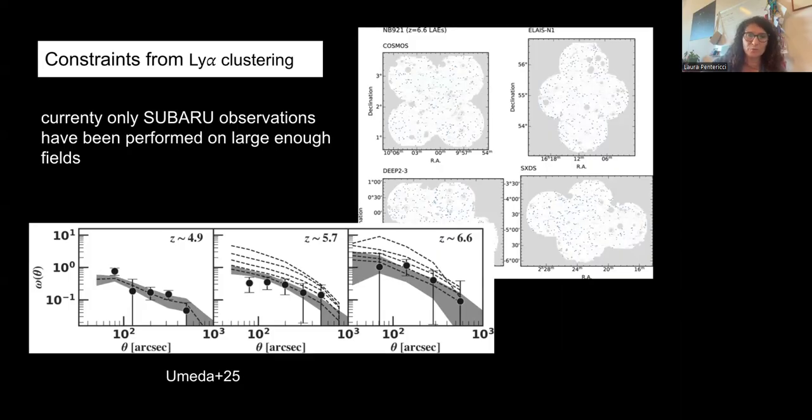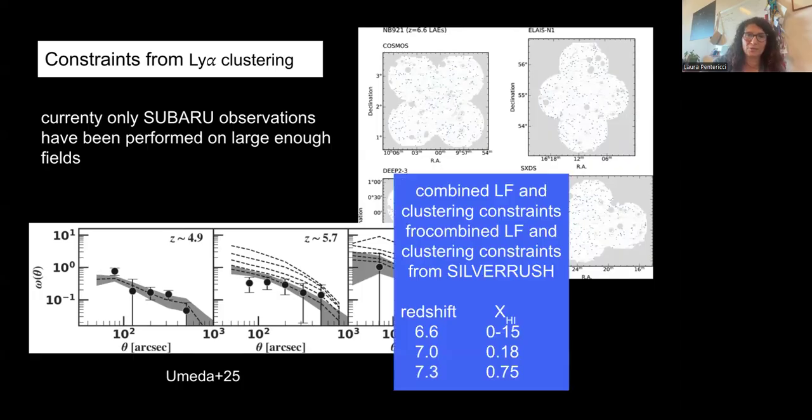of Lyman alpha emission. And here are some results from Ouchi 25, and they could derive quite accurately the clustering of Lyman alpha emitters, but just up to redshift 6.6. So these surveys really still have not gone to the highest redshift. For example, at redshift above 7, we don't have surveys that can probe the clustering. What these people have done is combine a luminosity function and clustering constraint, and they have derived the neutral hydrogen fraction at redshift 6.6, 7, and 7.3. So these are some numbers.